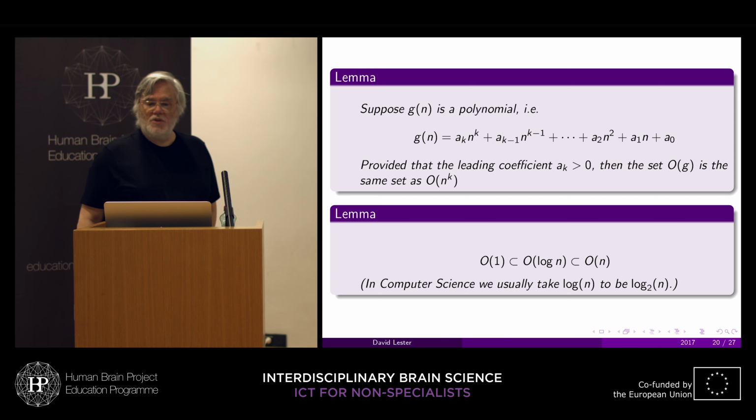This is the one that is particularly important. If you have a polynomial and you want to take the big O of the polynomial, the simple thing to do is to cross out all of the smaller terms and delete the leading coefficient ak. So, we would normally simplify the set big O of g as big O of n to the k.